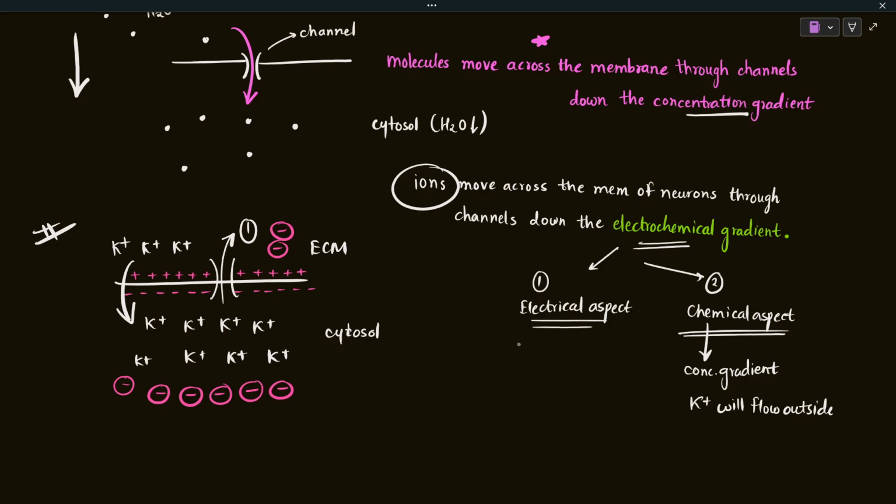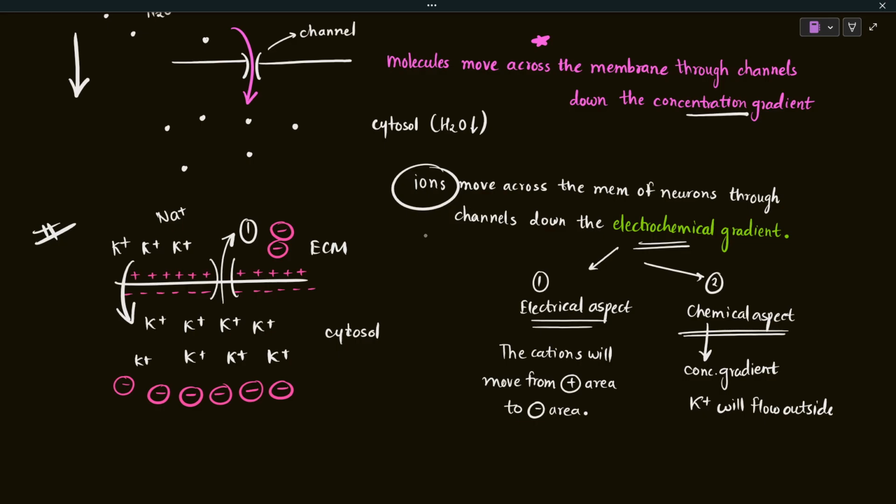So the electrical aspect says that the cations will move from positively charged area to highly negative area. So this is relative, okay? This is not an absolute scenario. This is a relative scenario. Wherever there are more positive ions accumulating, so cations like potassium, cations like sodium, those will move from positive area to the negative area.